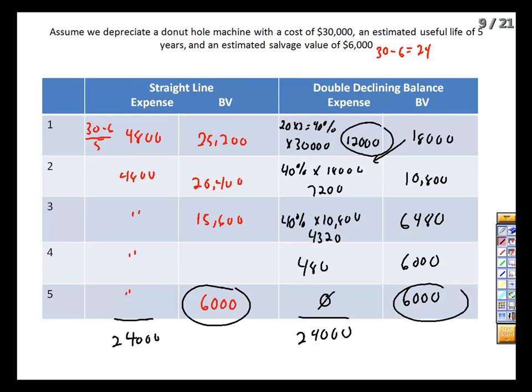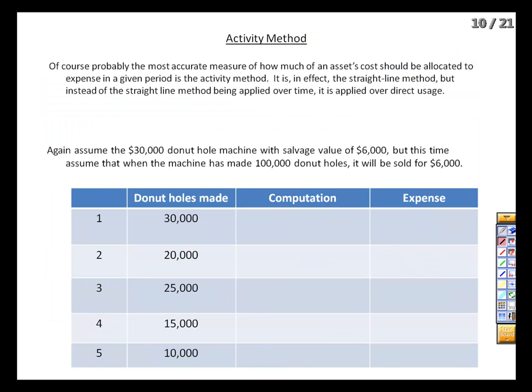There is a third method to look at briefly, and that's the activity method. If we wanted to do perfect matching, this would be the way to do it, because what we're going to do is depreciate the asset on a straight line basis, but rather than straight line over time, we're going to do it straight line over activity. Hours of production used, miles driven, that sort of thing. Or for this particular example, number of donut holes produced.